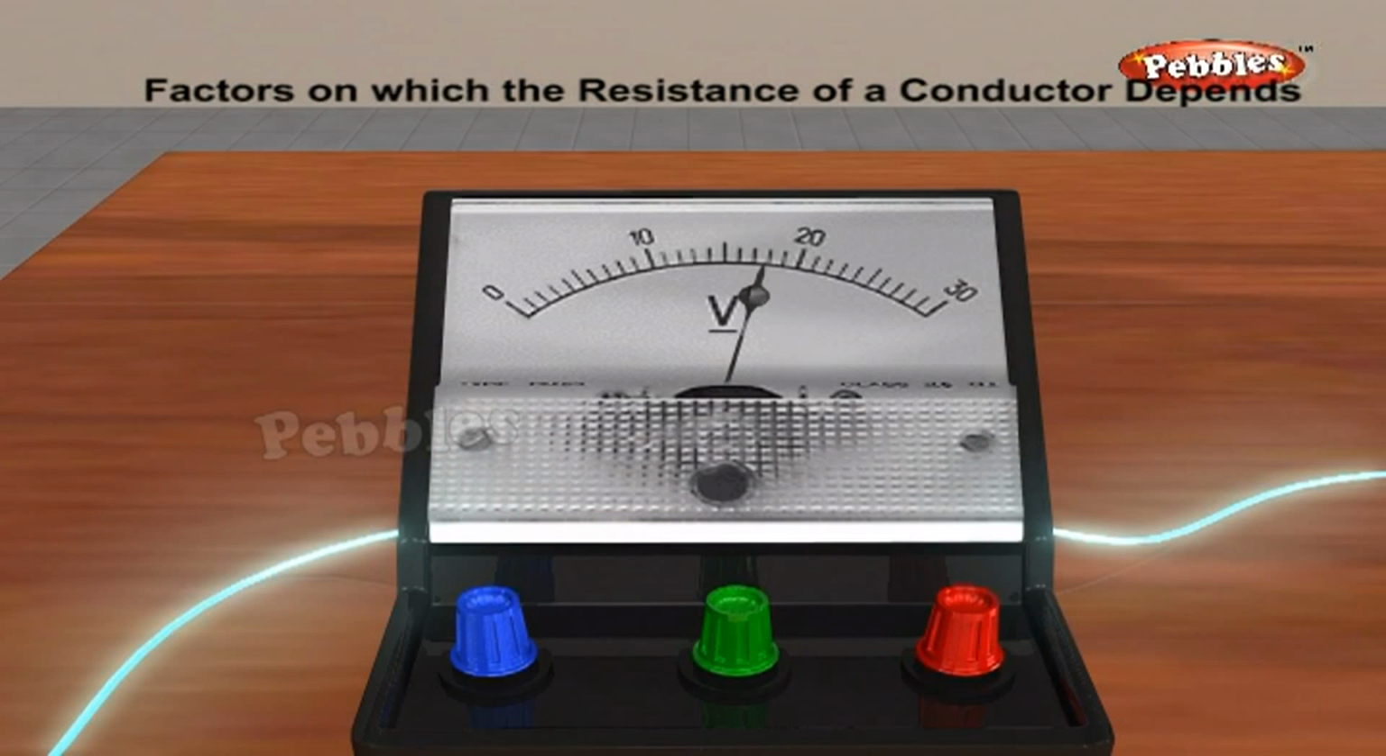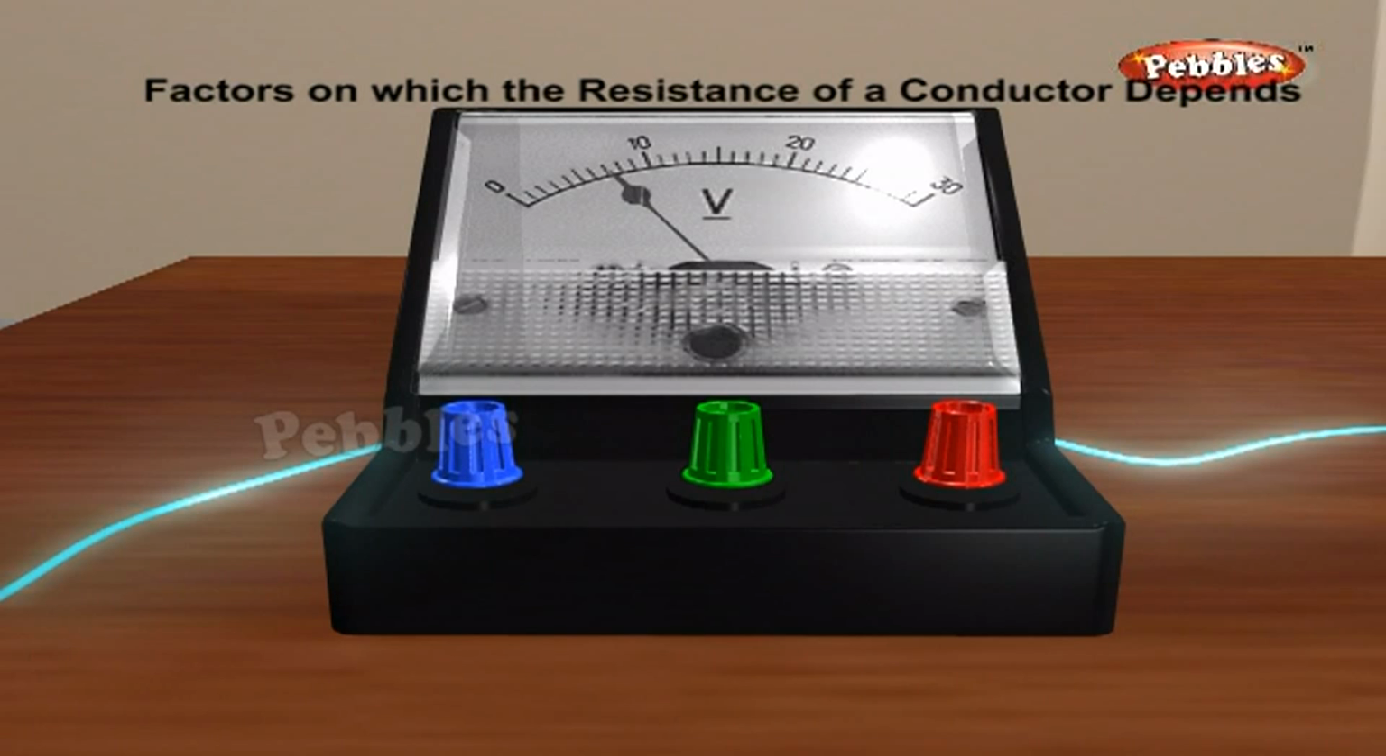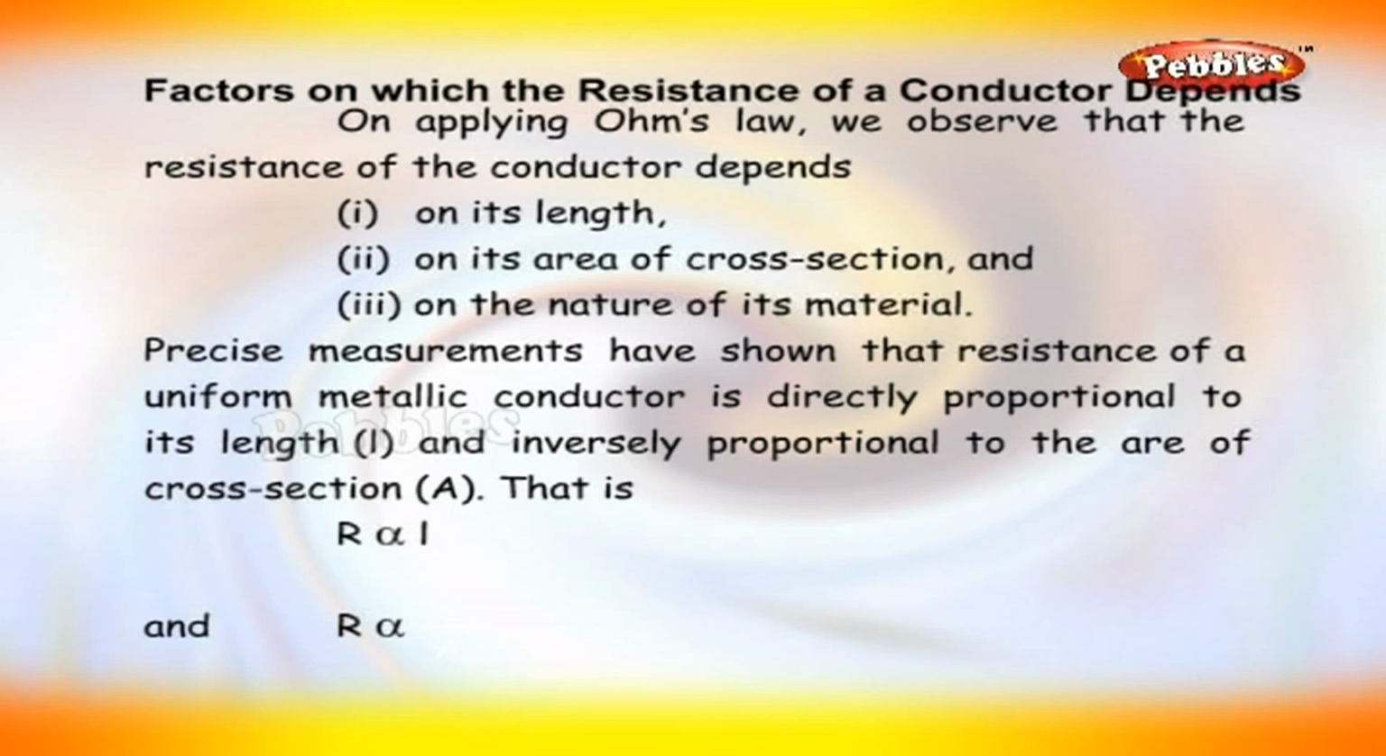It is observed that the ammeter reading decreases to 1/2 when the length of the wire is doubled. The ammeter reading is increased when a thicker wire of the same material and of the same length is used in the circuit. A change in ammeter reading is observed when a wire of different material of the same length and the same area of cross-section is used. On applying Ohm's law, we observe that the resistance of the conductor depends on its length, on its area of cross-section, and on the nature of its material.